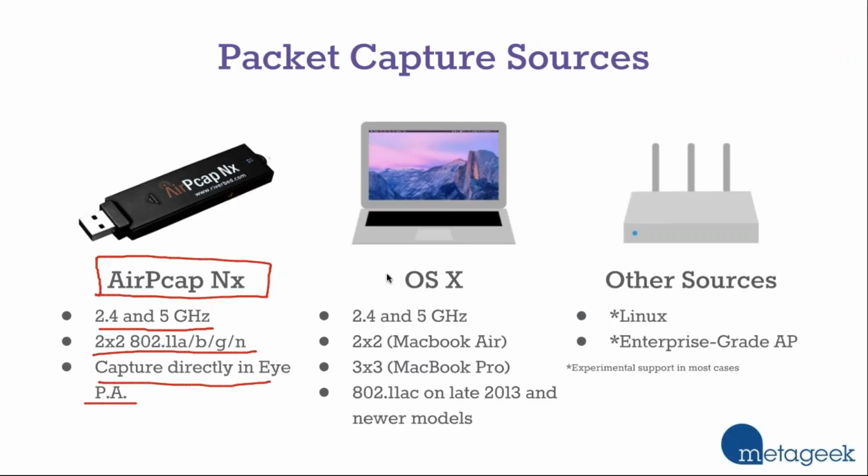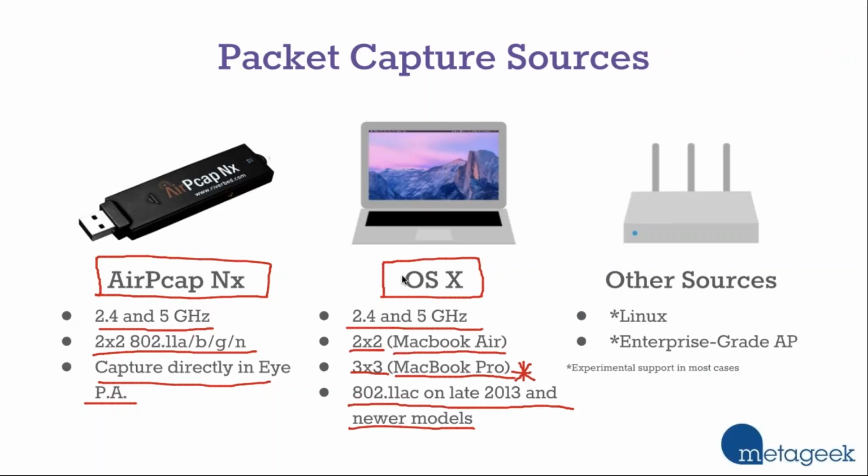Probably my favorite way to get packet captures is actually with OS X. With a Mac, you can get packet captures natively. Most Macs are both 2.4 and 5 gigahertz, anything that's relatively new at all. A MacBook Air like I have has a 2x2, so it has two spatial streams, and a MacBook Pro has 3 spatial streams, probably making the MacBook Pro one of the best capture devices on the market. And you get 802.11ac on late 2013 and newer models. Unfortunately, mine's a 2012, and so I do not have 802.11ac support on my Mac.